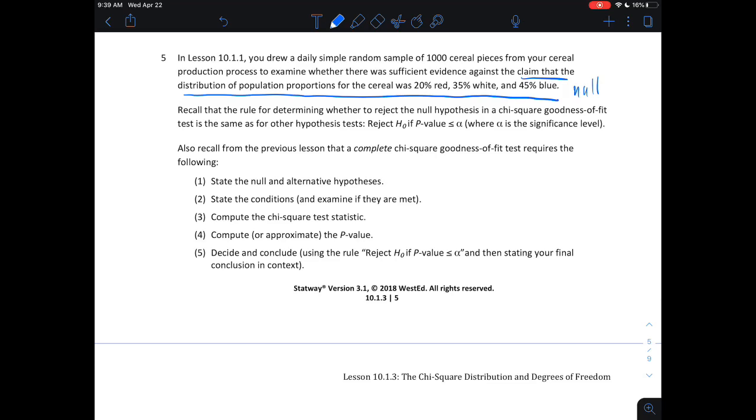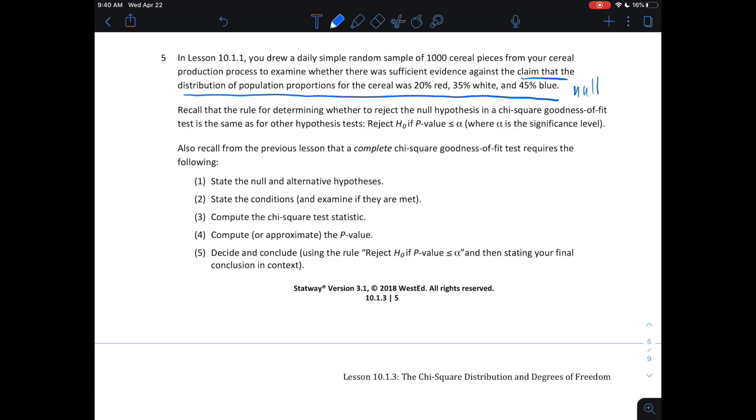Recall that the rule for determining whether to reject the null hypothesis in a chi-square goodness of fit test is the same as for the other hypothesis tests. Reject the null hypothesis if the p-value is less than or equal to alpha, where alpha is the significance level. Also recall from the previous lesson that a complete chi-square goodness of fit test requires the following: find the null and alternative hypotheses, state the conditions, and examine if they are met. Remember that we needed a random sample and that we also needed our counts to be greater than 5.